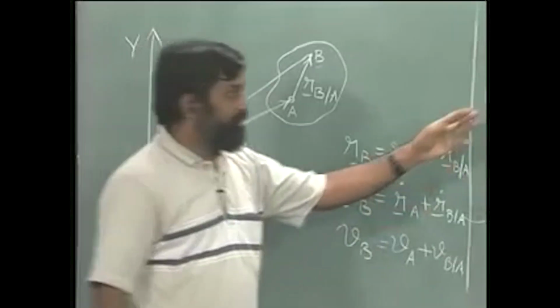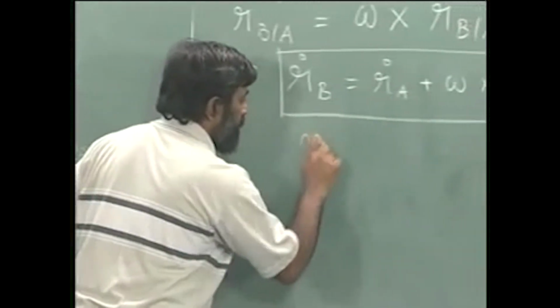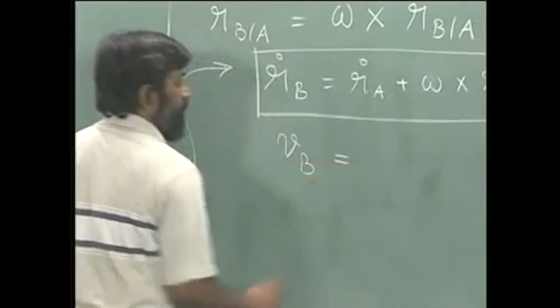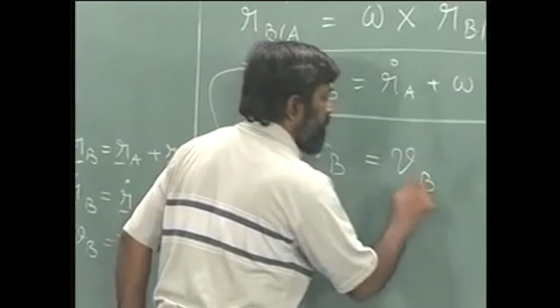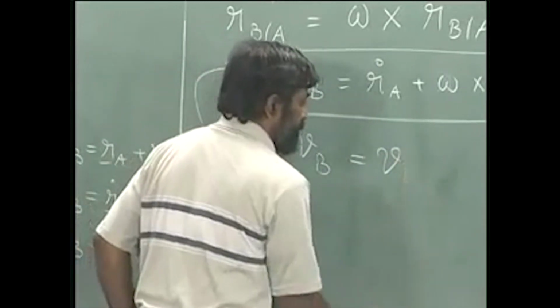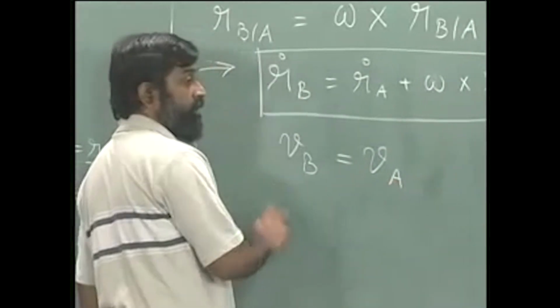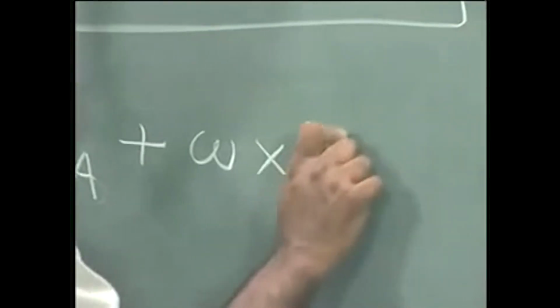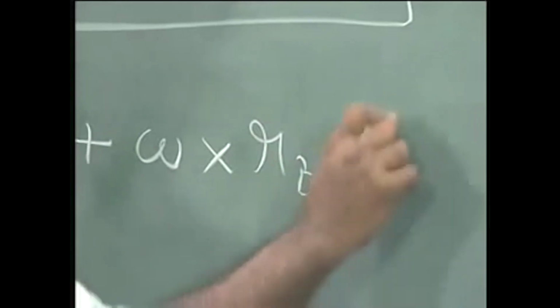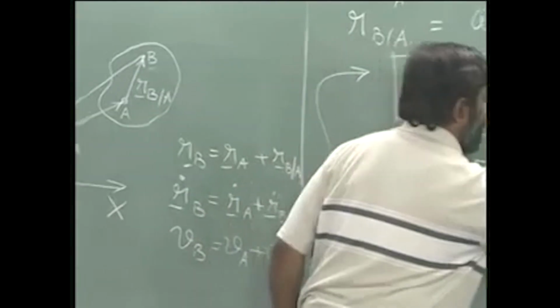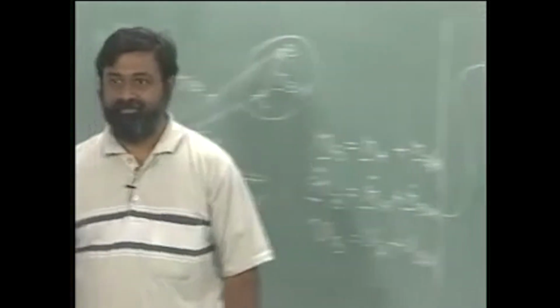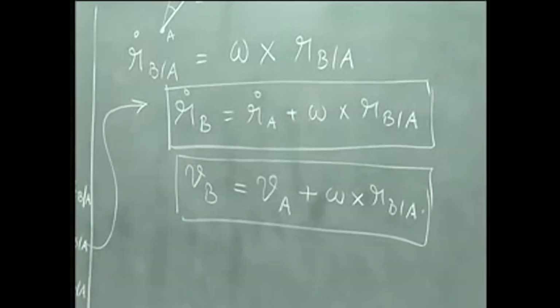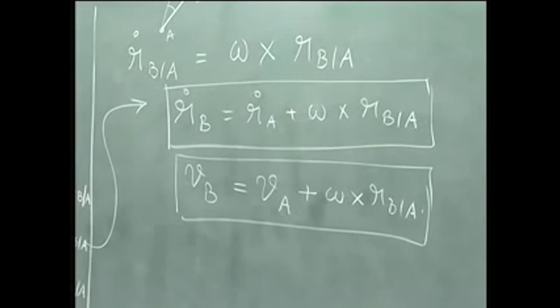Okay. So, I have written a relation between 2 points of the body, Vb equals Va plus omega cross r of B with respect to A. Okay. One step and that is it, over, right. Okay. Let us complicate it a little bit.